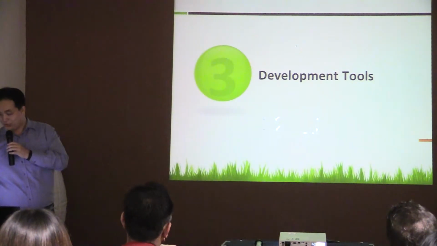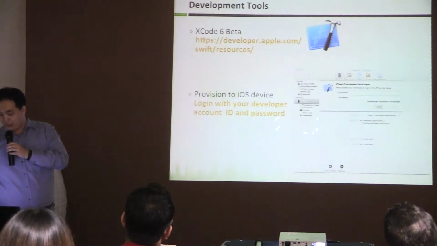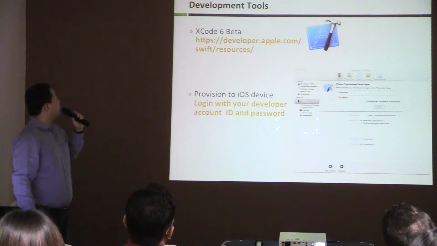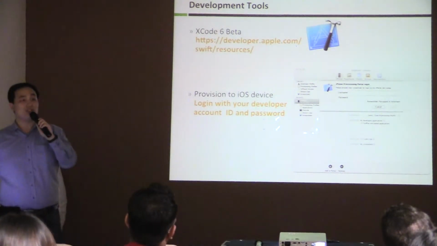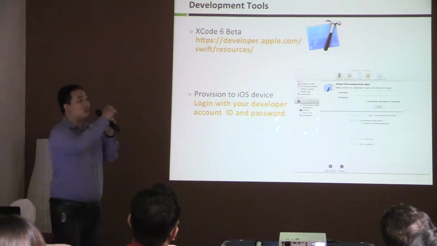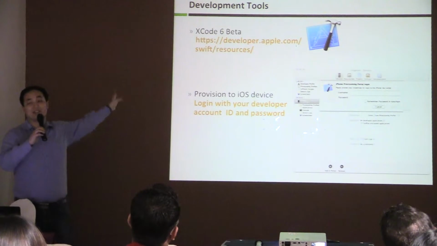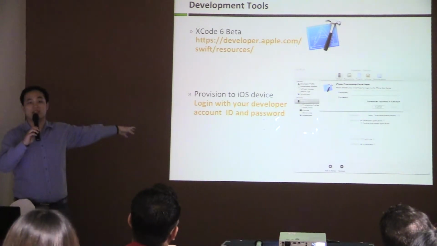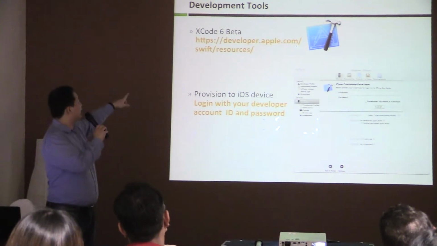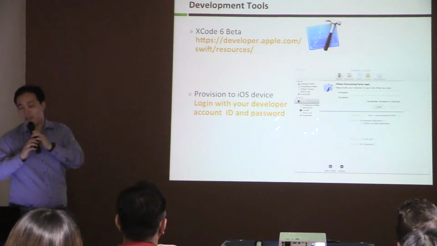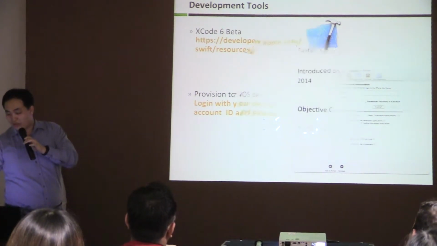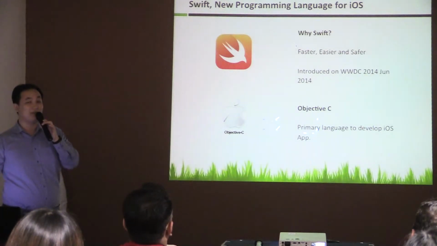Okay, development tools. So Xcode 6. Xcode 6 beta was just launched 2 months ago in June. Why do I encourage you to use it, even though it's a beta version? It's sufficient for us to develop an app because it's not going to production. And the reason I choose Xcode 6 is because we want to introduce a new language. The new language is called Swift.